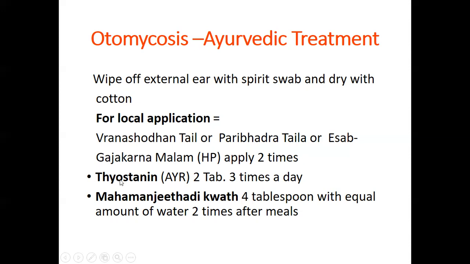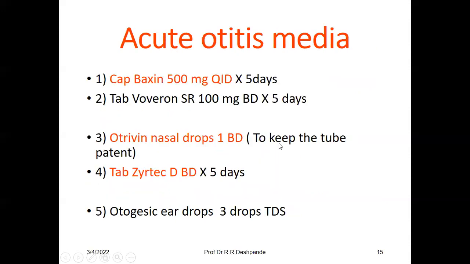Thiostatin, T-H-Y-O, tablet Thiostatin, from Ayurveda Shala Pune, a blood purifier. 2 tablets 3 times in a day with Mahamanjishtadi Kwath. Kwath means decoction. Manjishtha is also a blood purifier. Mahamanjishtadi Kwath, 4 teaspoons with an equal amount of water, 2 times after meals.